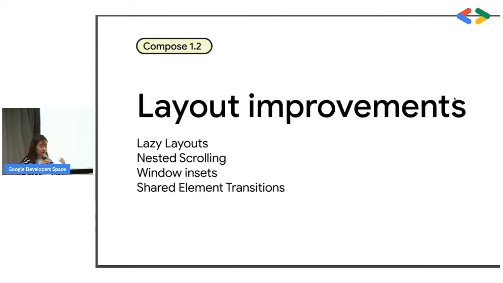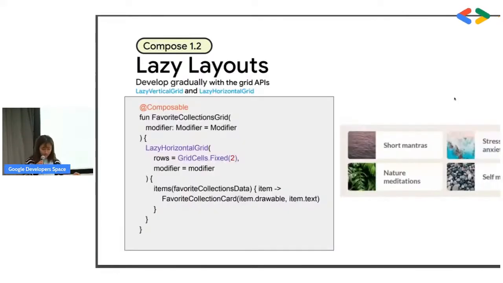What about the layout improvements? Starting from Compose 1.2, the lazy layout has the ability to do customized layouts like a grid view, like in this picture. You can easily integrate it by calling the lazy horizontal or vertical layout, and then adjust the grid cells depending on what you are looking for.